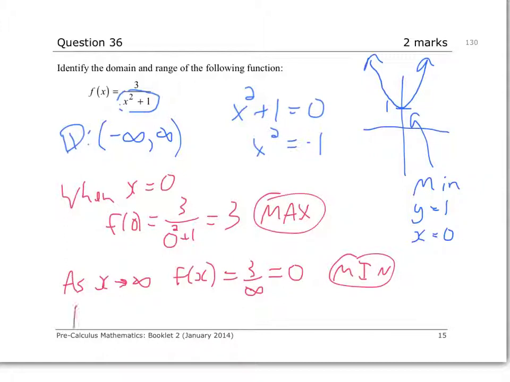When we write out the range, of course you put the smallest first, so that's a 0. You put the 3 next. It actually does take on the value of 3. The graph approaches 0. So we want to have a round bracket around 0 and a square bracket around 3.